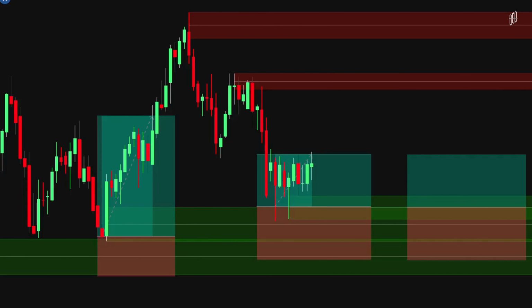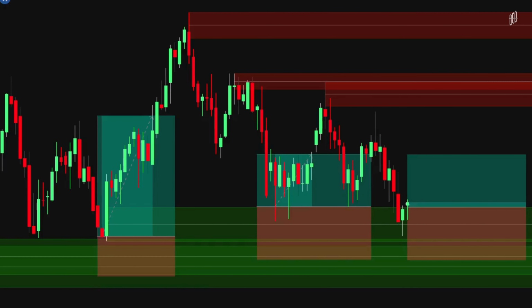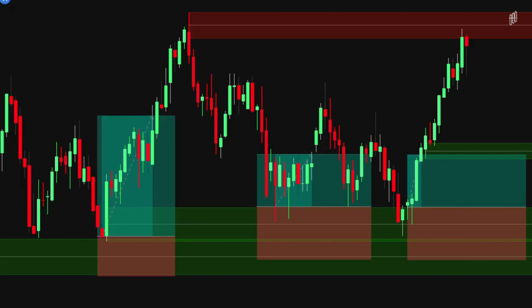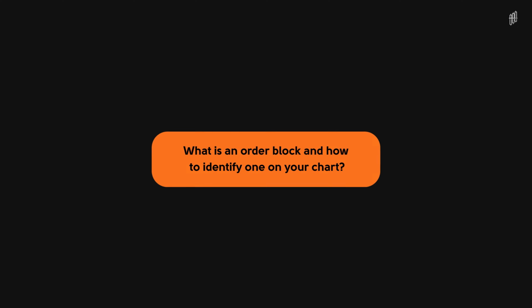Those areas are order blocks. They are the fingerprints that institutional money leaves behind on the chart. And once you know how to identify them, you stop fighting the market and start following the people who actually move it. What is an order block and how do you identify one on your chart?